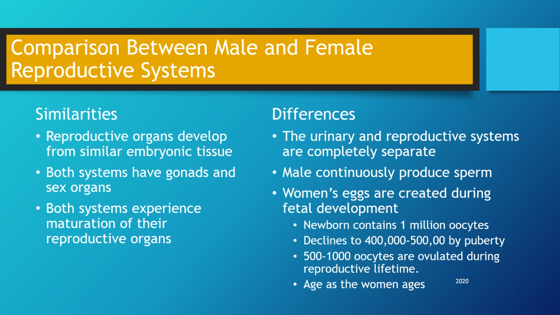When a young woman reaches puberty around age 10 to 13, a primary oocyte is discharged from one of the ovaries every 28 days. This continues until the woman reaches menopause, usually around the age of 50 years. Oocytes are present at birth and age as a woman ages. We will discuss the woman's reproductive cycle in more detail in a separate presentation.